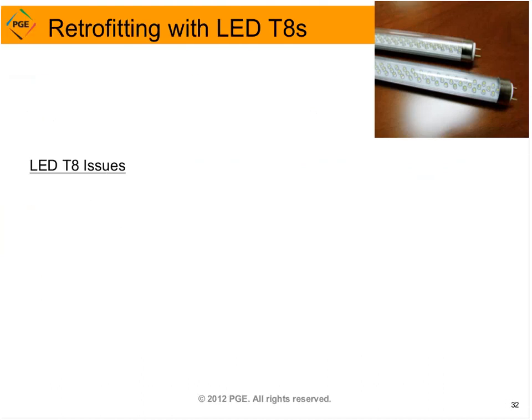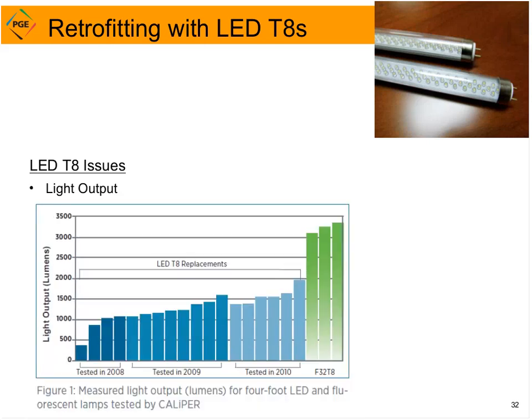But a lot of people are going to want to retrofit with LED T8s. The LED T8 salesmen are calling on companies, and so many that people think, well, this must be a great retrofit option. And I say, well, maybe not so fast. One reason is light output. This shows the testing results that Caliper had on LED T8s. And there's actually been a more recent test, but you can see here that the light output for most LED T8s is sometimes half of what a good fluorescent T8 is.